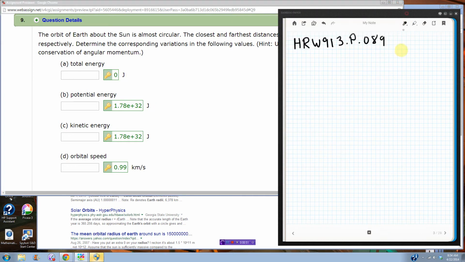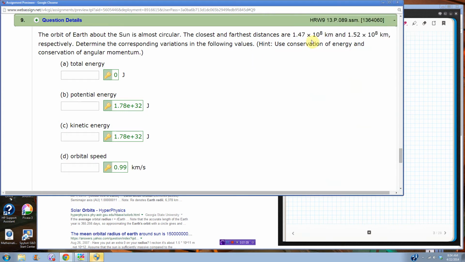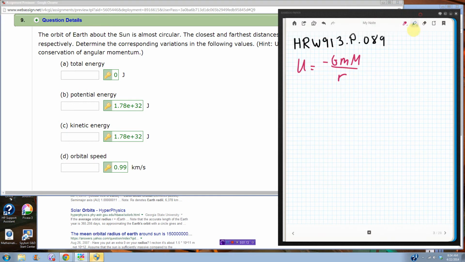We actually have to do some math for this, but it's not too bad. In general, the potential energy of a two-body system is negative G, both masses, over the radius between them. So we just need to do this for both distances and subtract them, and then we'll find how much it changed. So let's do it for the closest distance first.